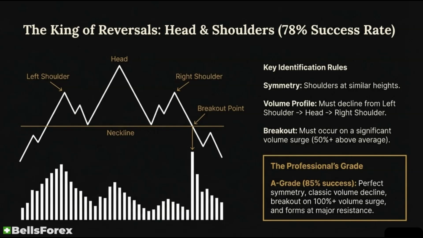Exactly. And the key structural decision is placing that stop above the right shoulder, not the head. Why is that? Because the right shoulder represents the point where the bears establish definitive control. If the price rallies back above the right shoulder, the pattern has failed, even if it hasn't hit the head. Our case study later shows a trader who saved over $2 a share on risk by doing this.